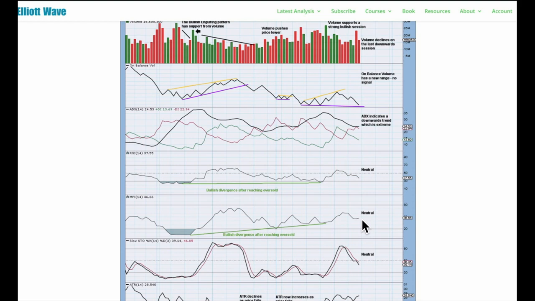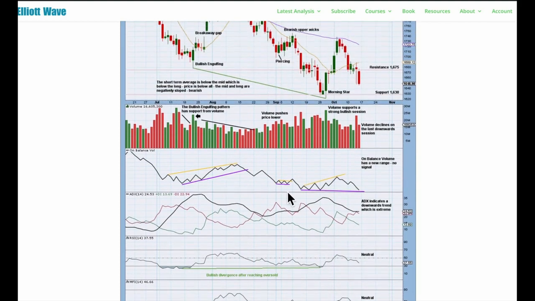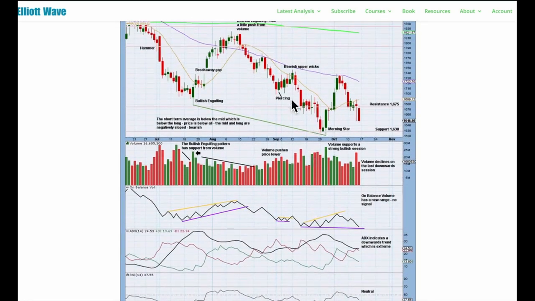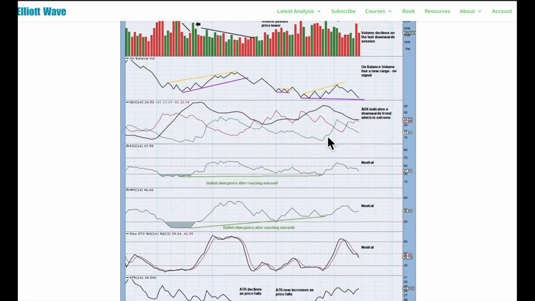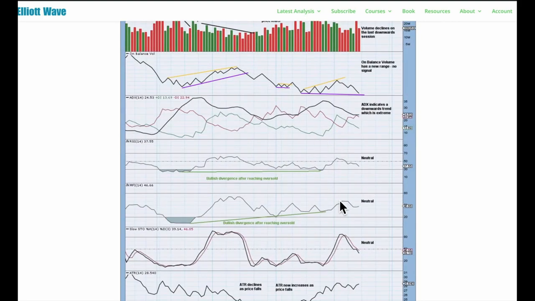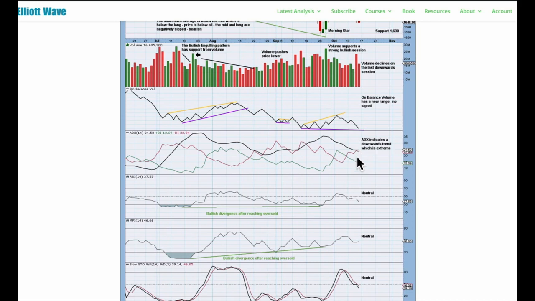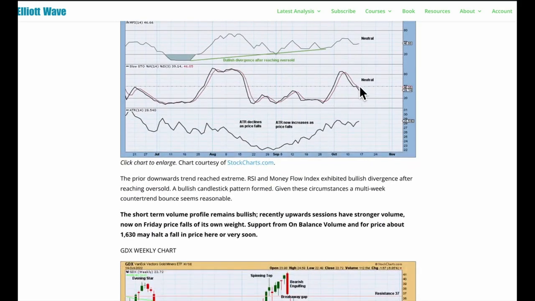RSI and money flow are back in neutral territory after exhibiting bullish divergence and after reaching oversold. This is the same as what we see at the weekly chart level. At the daily chart level, it's a little bit clearer, and this strongly suggests that there's some weakness in this downward movement. This fits with the idea of it being a B wave and not necessarily the start of a third wave. So this divergence here supports the main Elliott wave count, as does ADX, now showing that this little pullback here already is extreme because the ADX line is still above both DX lines. Stochastics neutral, ATR increasing as price falls.